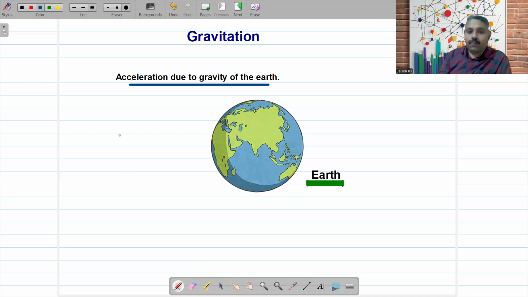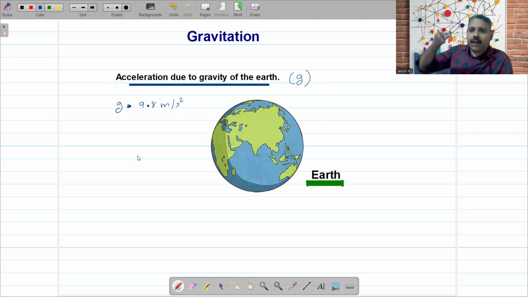So here, we already know that the acceleration due to gravity of the Earth is represented by small letter g. We already learned capital letter G, that is the gravitation constant. That is another thing. From the topic universal law of gravitation, we already learned the gravitation constant. Now this is acceleration due to gravity. This is small g. Don't forget, this is small g. And what is the value of small g? We know that the value of small g is equal to 9.8 meter per second square. What does it mean?